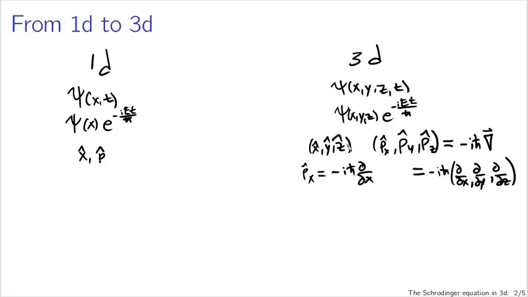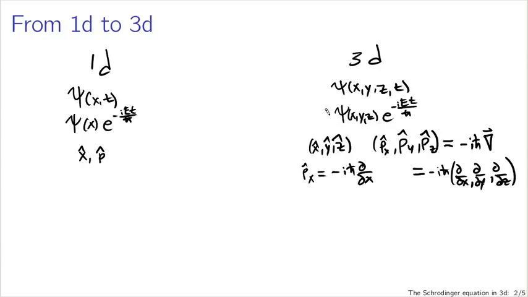The position operator behaves similarly. x hat here is going to be x coordinate multiplied by whatever you're acting on, the wave function. Similarly for y hat being y coordinate multiplied by, and z hat being z coordinate multiplied by.